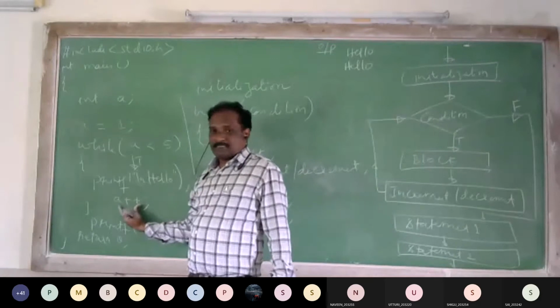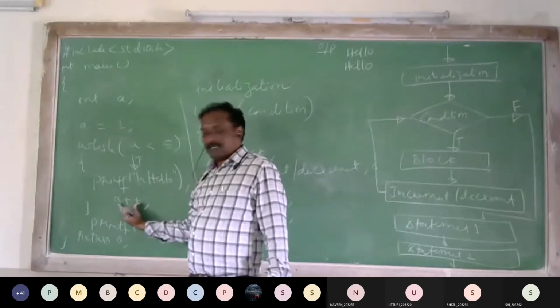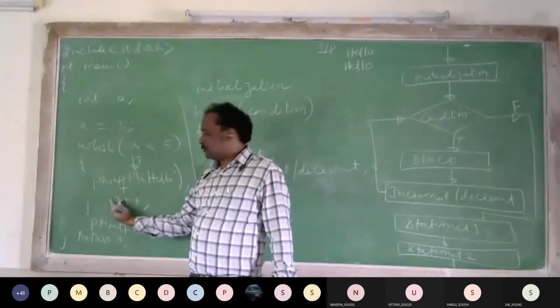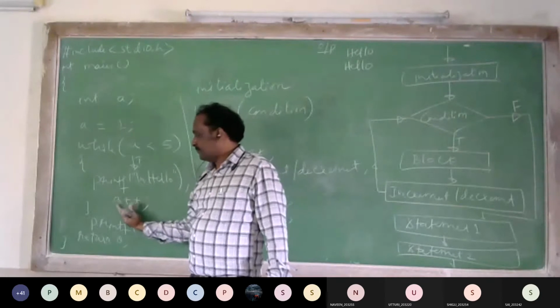Again, A plus plus. So what is the current value of A? Current value of A is 2. 2 plus 1, now 3.